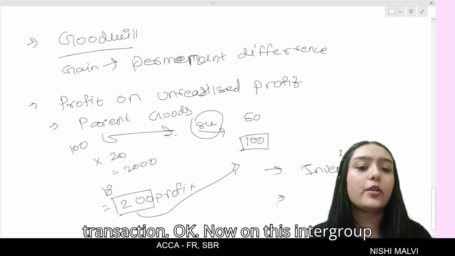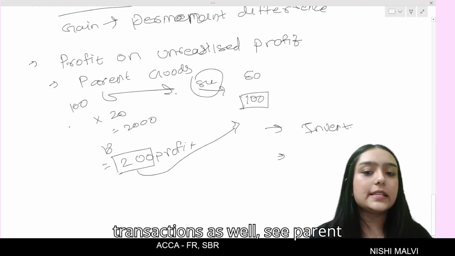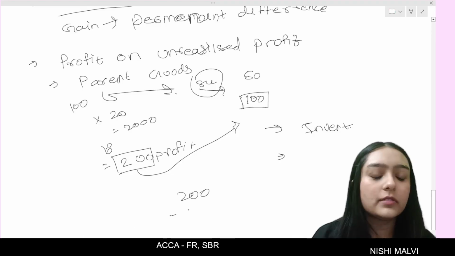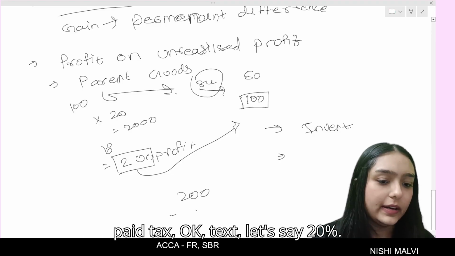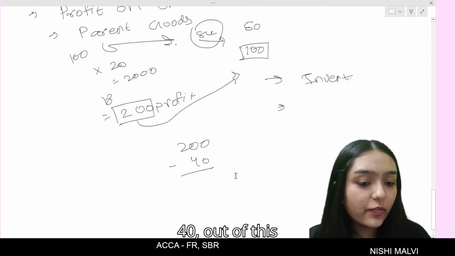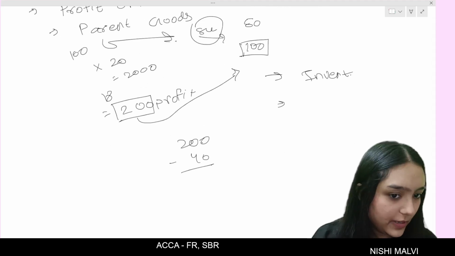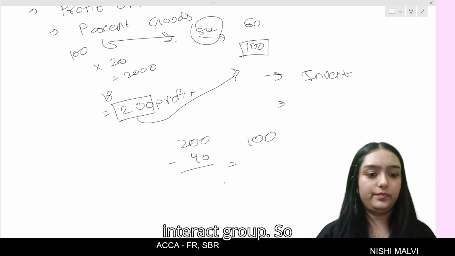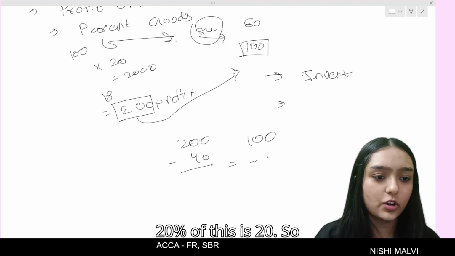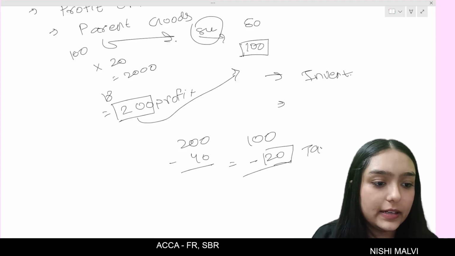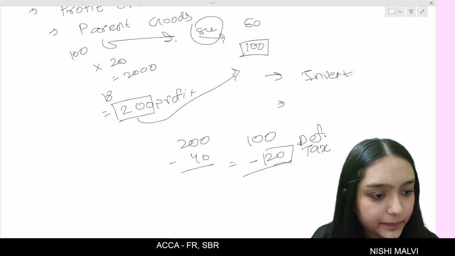Okay. Now on this intra-group transaction as well, see, parent, of course, on 200 profit, parent would have paid tax. Okay, tax. Let's say 20%. So 40 is the tax. But out of this 200, 100 is only in the intra-group. So 20% of this is 20. So this is your asset, deferred tax asset.